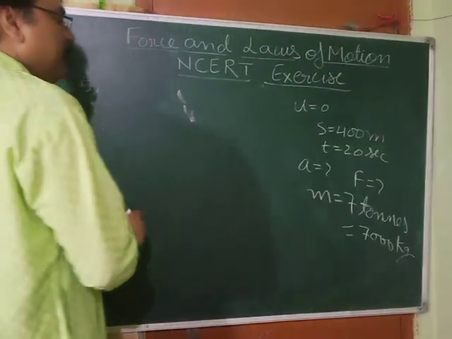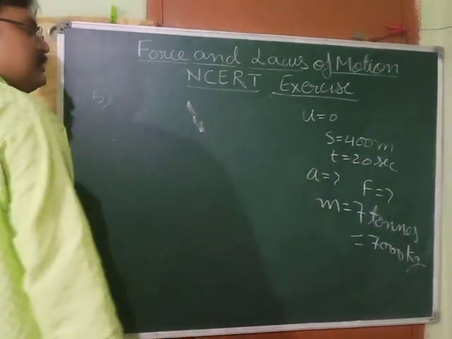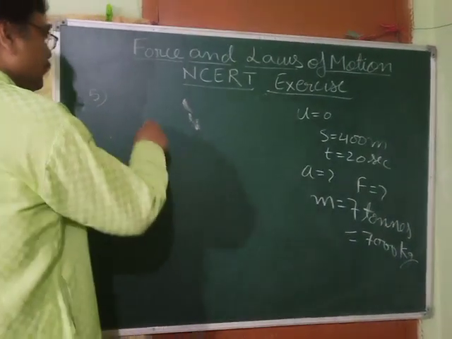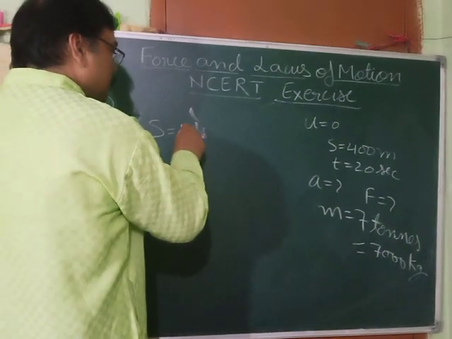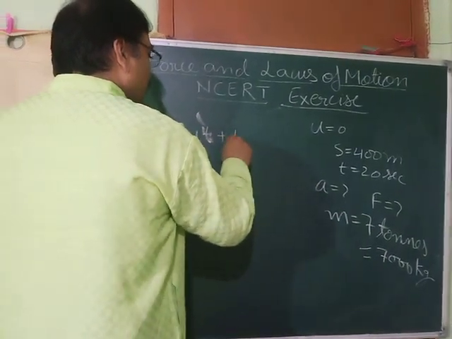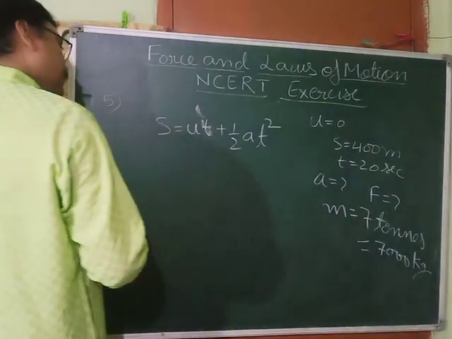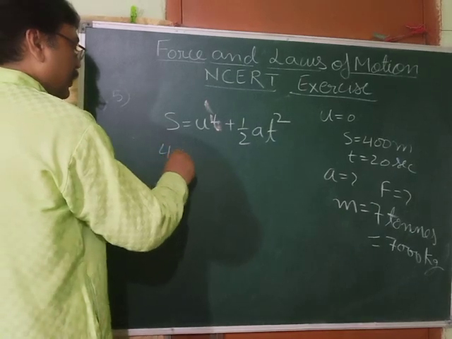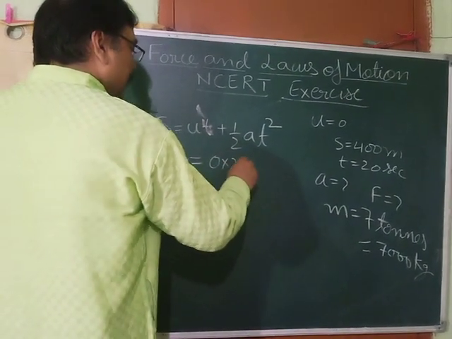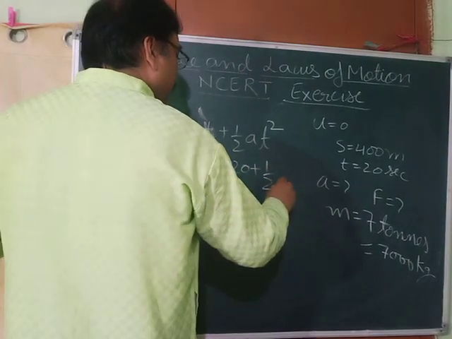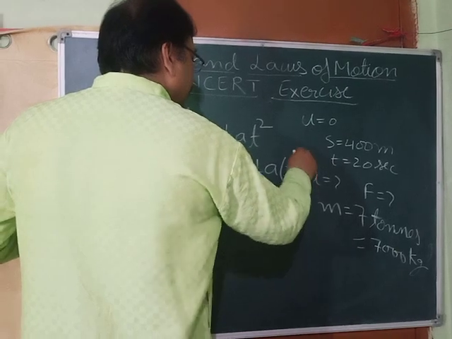Now, you want to find out acceleration. U is given, S is given, T is given. Which formula should we use? S is equal to UT plus half AT square. Now S is how much? 400 meters. U is 0. Time is 20. Plus half, A we don't know, time square means 20 square.